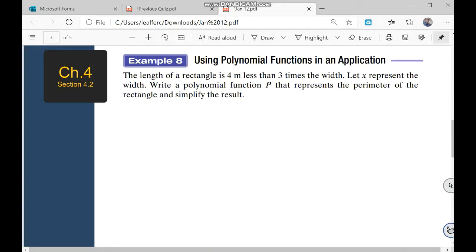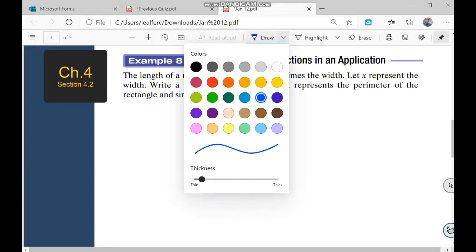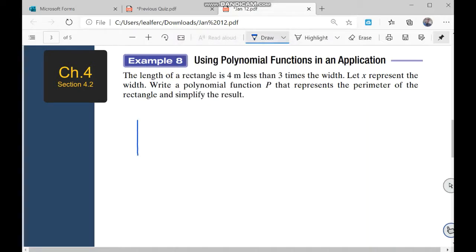The length of a rectangle is 4 meters less than 3 times the width. So we are talking here about geometry, and when we're working with geometry, it's always helpful to draw the geometric figure, and then we complete with all the information that is available. The width is x, so let's say here this is the width, x, and the length is 4 meters less than 3 times the width. So the length is 3 times x minus 4.